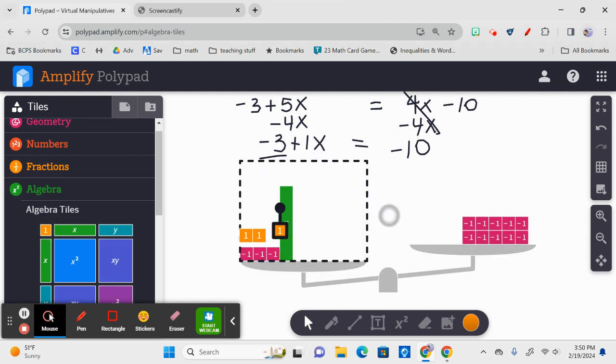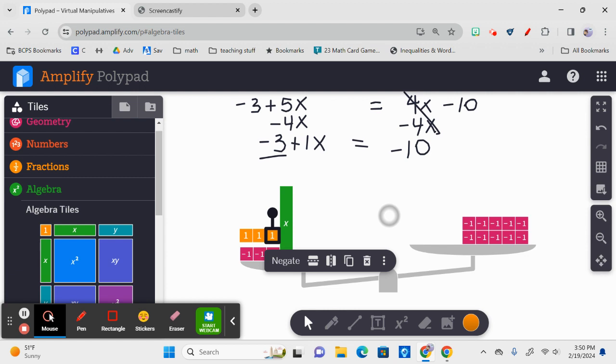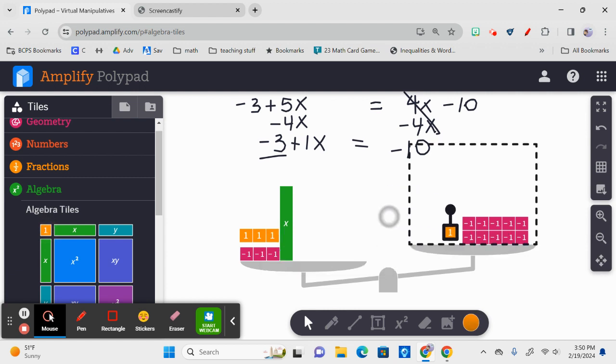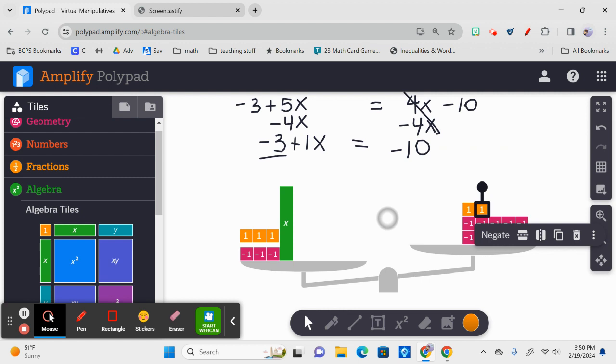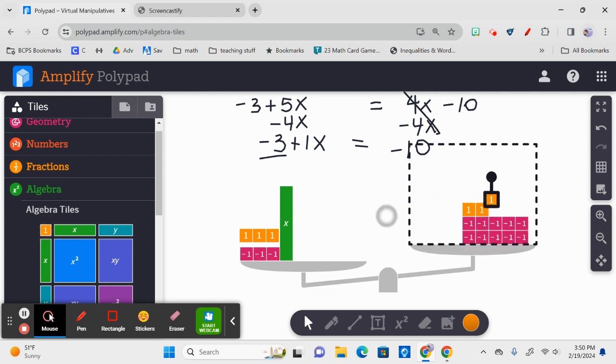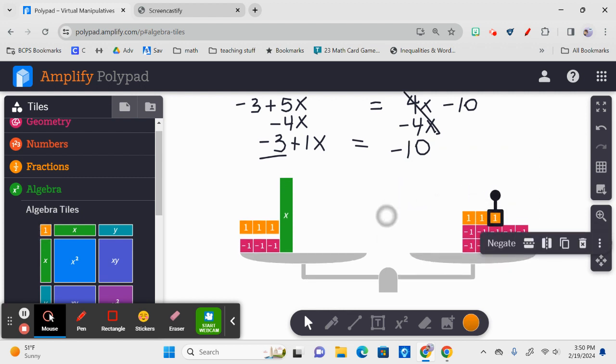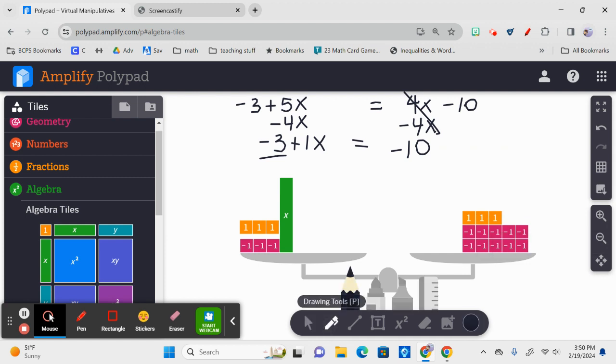onto my scale, and as you can see, it made it go off balance. Whatever I do to the left side of my scale, I have to do to the right side of my scale, and I'm going to line those up. So what I just did, see it rebalanced, is I added 3 here, those cancel, and I added 3 here. That gets me negative 7.